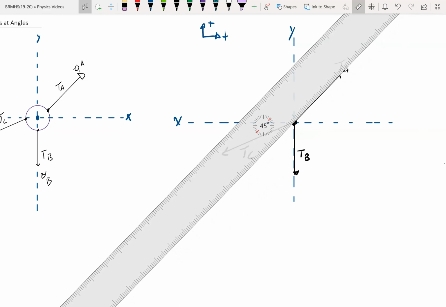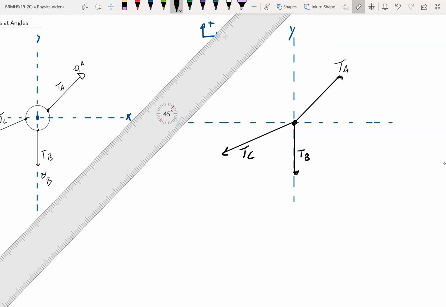And we need to find a way to express the net force. Okay, so TC and TA are at angles to our axes. Namely, that means they're not parallel to either the x or the y axis. TB is parallel to the y-axis, so we don't have to break that into parts.